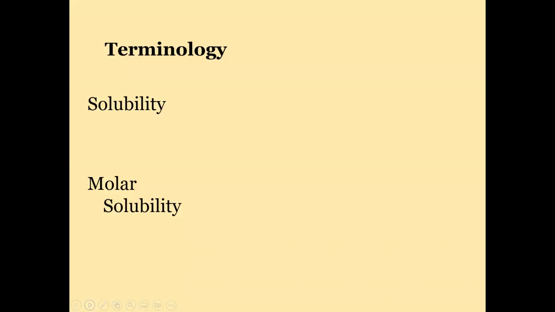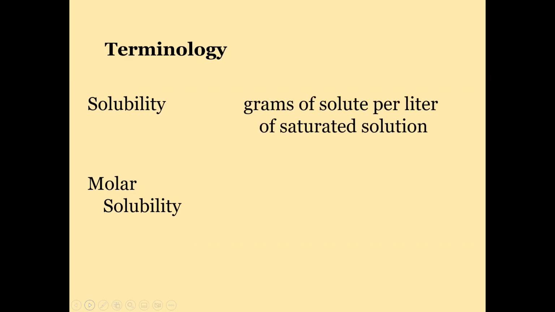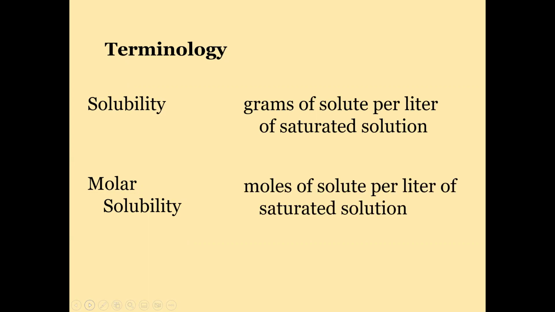So some terminology to make sure that you're aware of. Because we will be looking at the solubility as a whole and then the molar solubility of a substance. So solubility in general looks at the grams of solute per liter of saturated solution that can be dissolved. So grams per liter, whereas molar solubility looks at the moles of solute per liter of saturated solution. So one is just measuring in grams, how many grams can dissolve. The other is measuring how many moles can dissolve at that given volume.